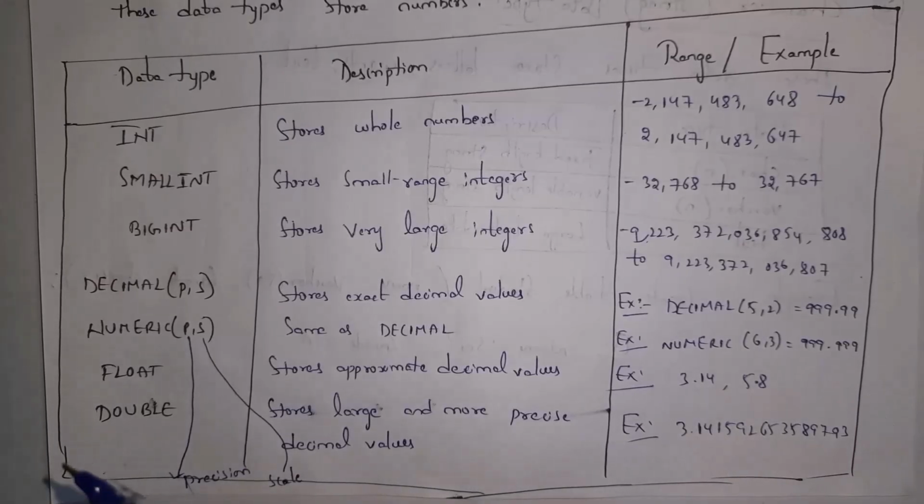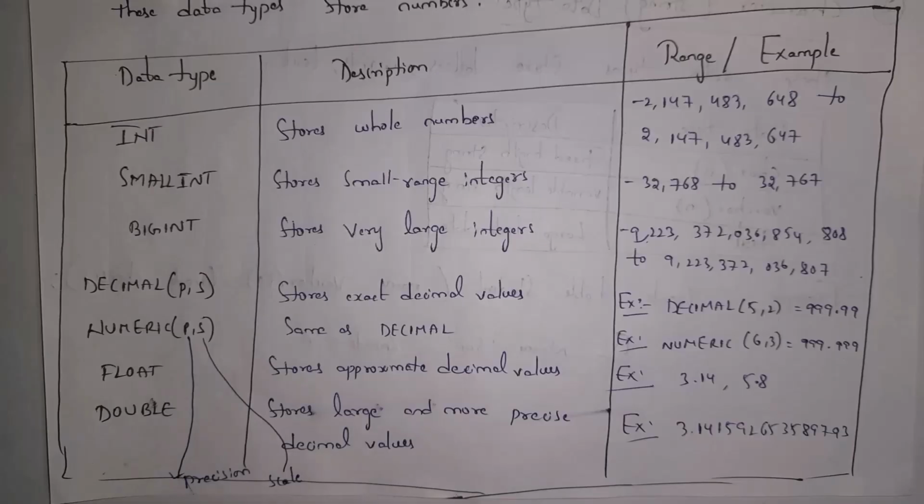And float data type will store decimal values. Examples: 3.14, 51.8, 5.8, etc. And the next one is double data type. Double data type will store larger size decimal values. Example 3.14159, etc. These are the various numeric data types supported by SQL.